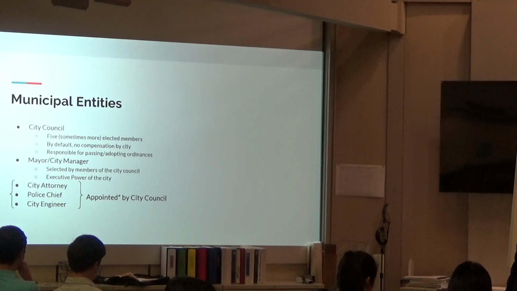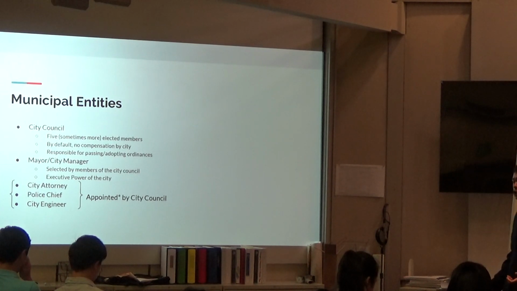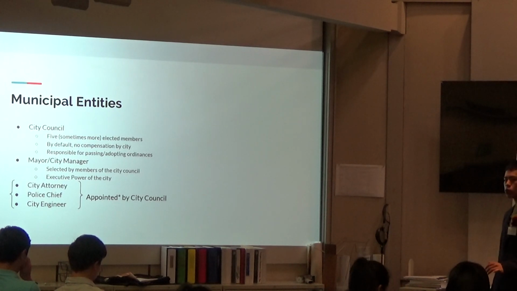So now let's talk about entities. I call these municipal entities, and this is just a fancy way of saying entities of the city. So people or organizations in the city that are important. First of all, you have the city council. City council is really like the ruling board of a city. It helps run the city.